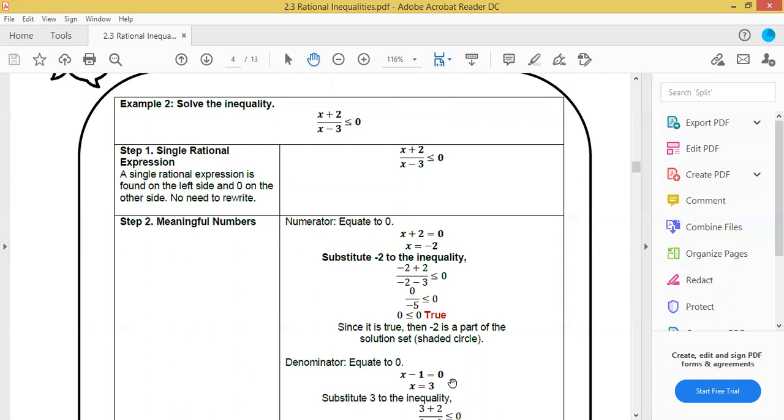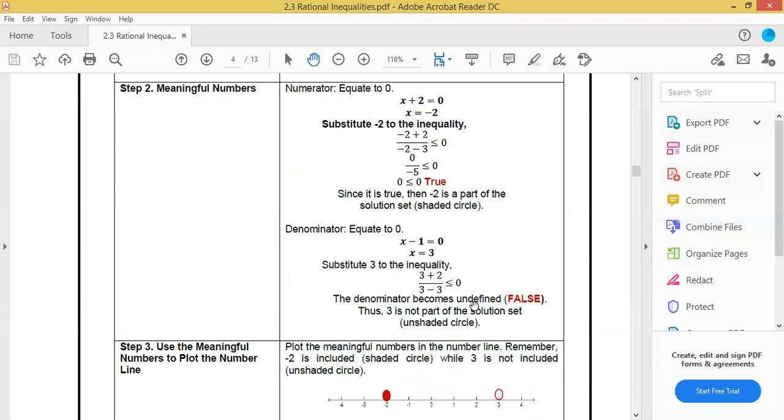Now, when we substitute 3 into the inequality, look at the denominator. The denominator becomes 0, so it becomes undefined. Thus, 3 is not part of the solution set. In step 3, as we draw the number line, for -2, it is true, so it's represented by a shaded circle. But for 3, it's false, so we just leave the circle unshaded.